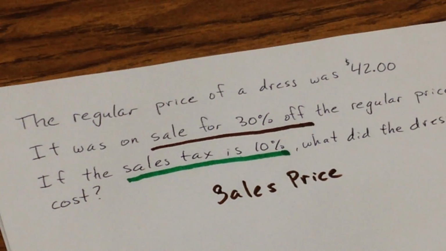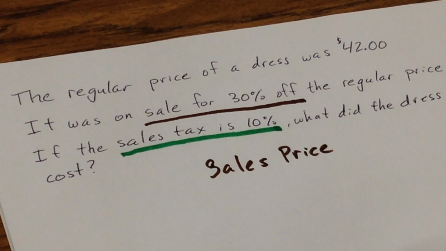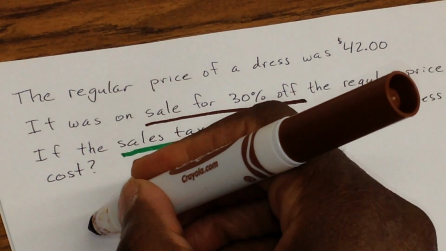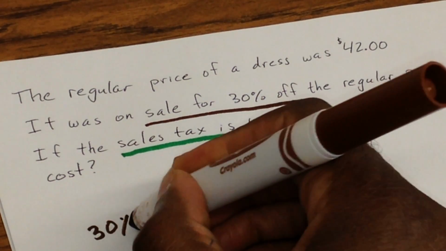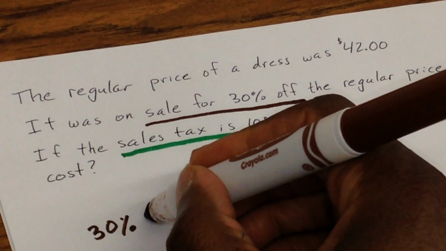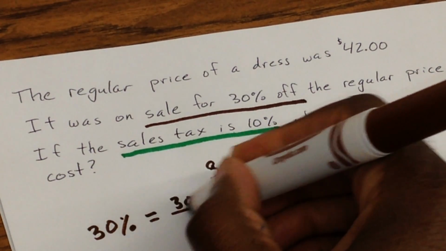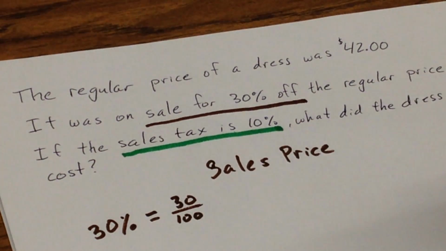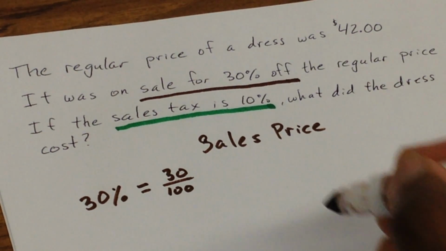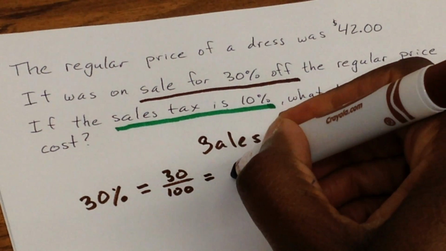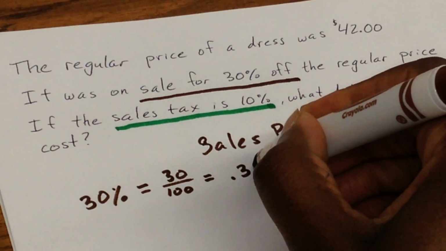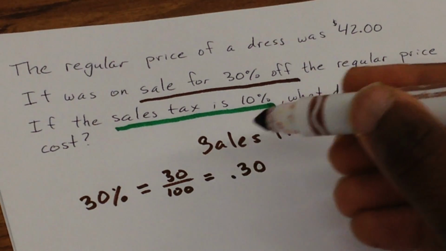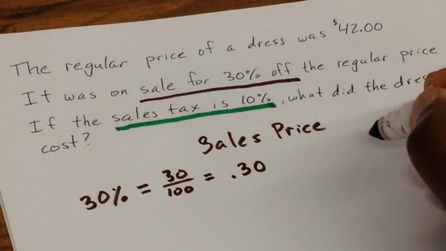Okay, here's the sales price. Now first what we're going to do, since it's on sale for 30% off, we have to find out what 30% is as a decimal. So 30% is equal to 30 over 100. And when we turn that into a decimal, that's going to be decimal point 30. Remember, 30 over 100 is the same as saying 30 divided by 100.